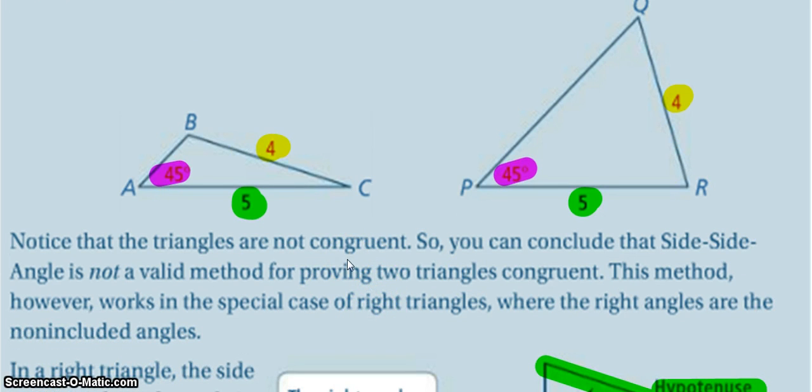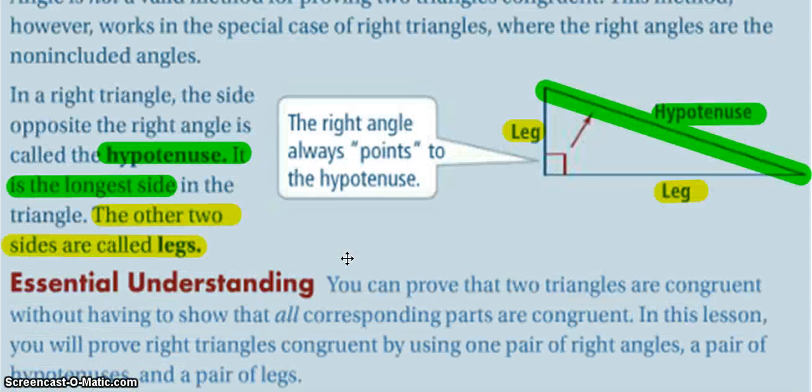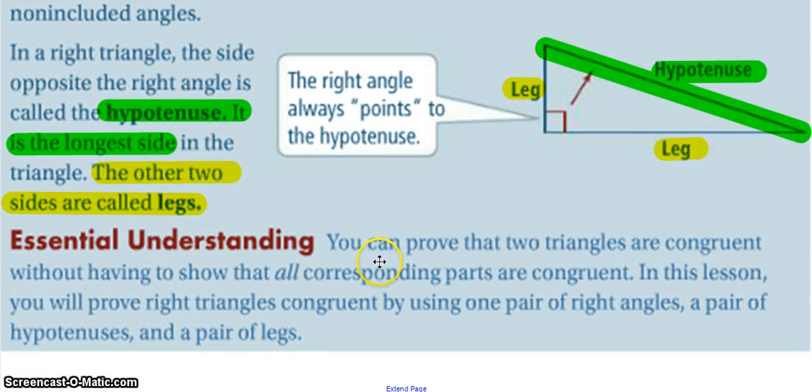this does not happen. So if we're going to discuss right triangles, it is important to know your terminology for right triangles. So the right angle is always the angle that is under the hypotenuse or across from the hypotenuse. They say it points to, you can kind of draw the right angle and think of it as an arrow. But my hypotenuse is always the longest side of the triangle, and the two sides that are left, the two sides that make up the right angle, those are both called my legs.